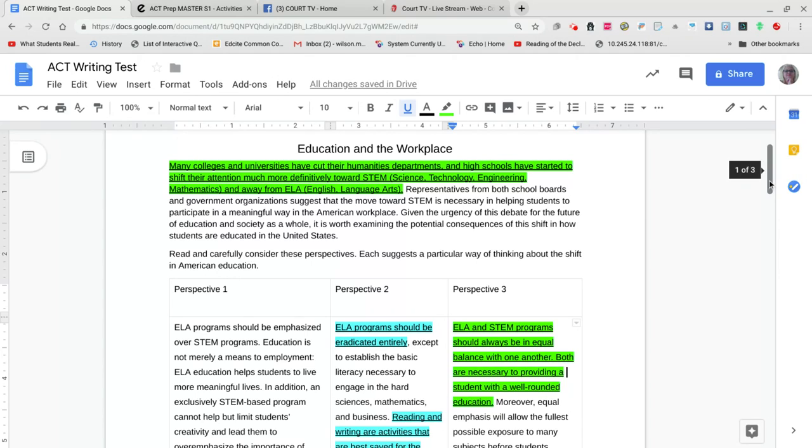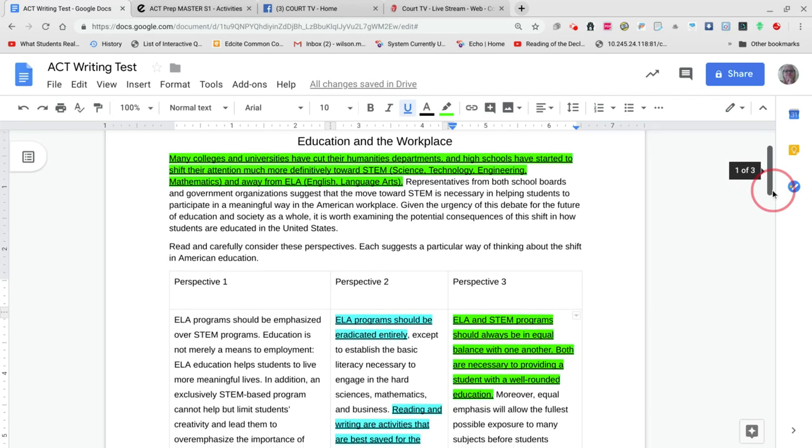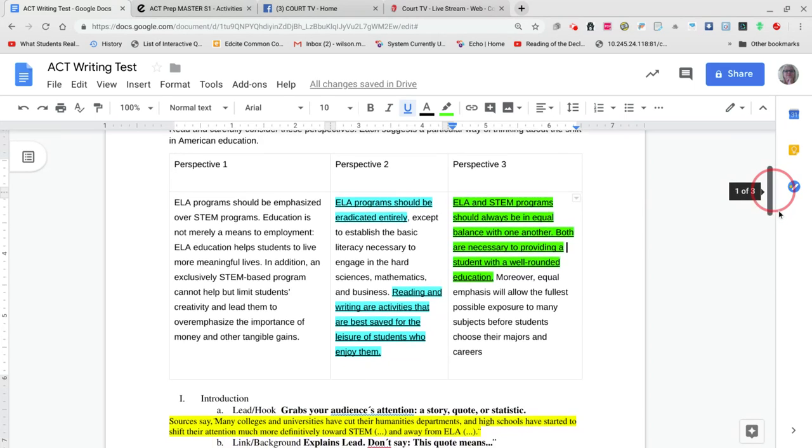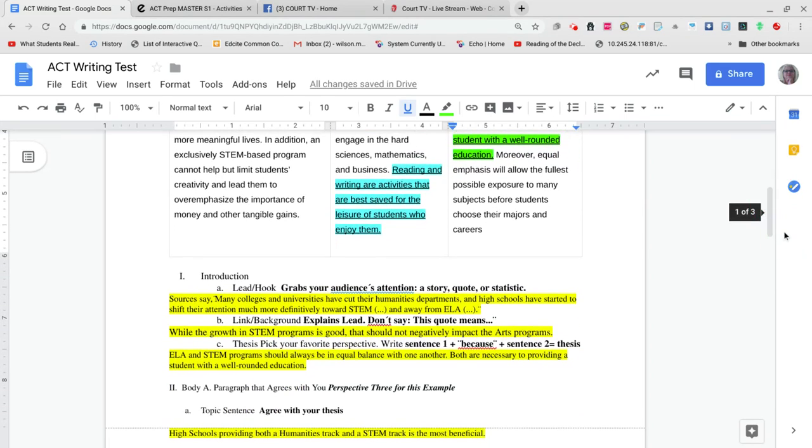I am going to use the prompt that we used on our pretest so that we can have some examples. The prompt that we used on the pretest was about English language arts programs, which are also called the humanities, which are also called the arts, versus STEM programs. And I'm going to go with perspective 3, that we need both ELA and STEM programs. Okay? So on your first test, you're going to need to label an outline from memory and know how to write a thesis.